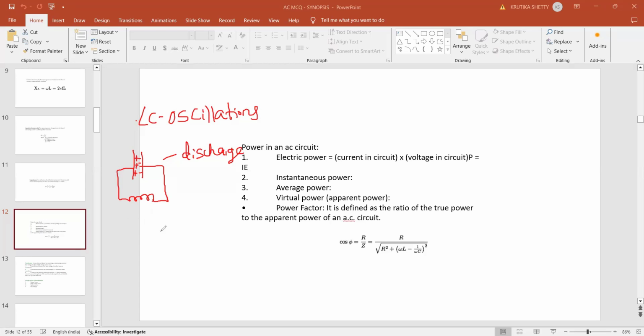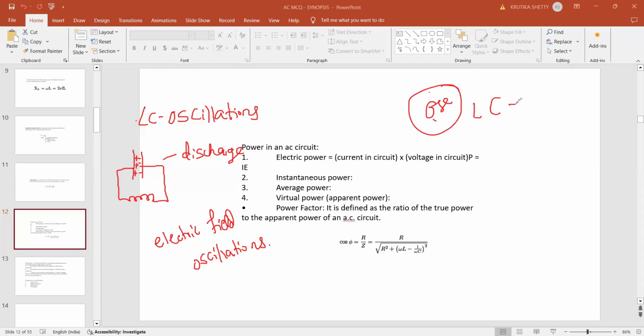So when you are discharging the capacitor here, what is getting produced, students? You are getting the electric field oscillations. So these oscillations are called as what? LC oscillation. So what is the LC oscillation here? When a capacitor is connected to an inductor, the capacitor gets discharged, and when it discharges it produces oscillations. That oscillation is called as what? LC oscillation, students. Okay, it is called as the LC oscillations.